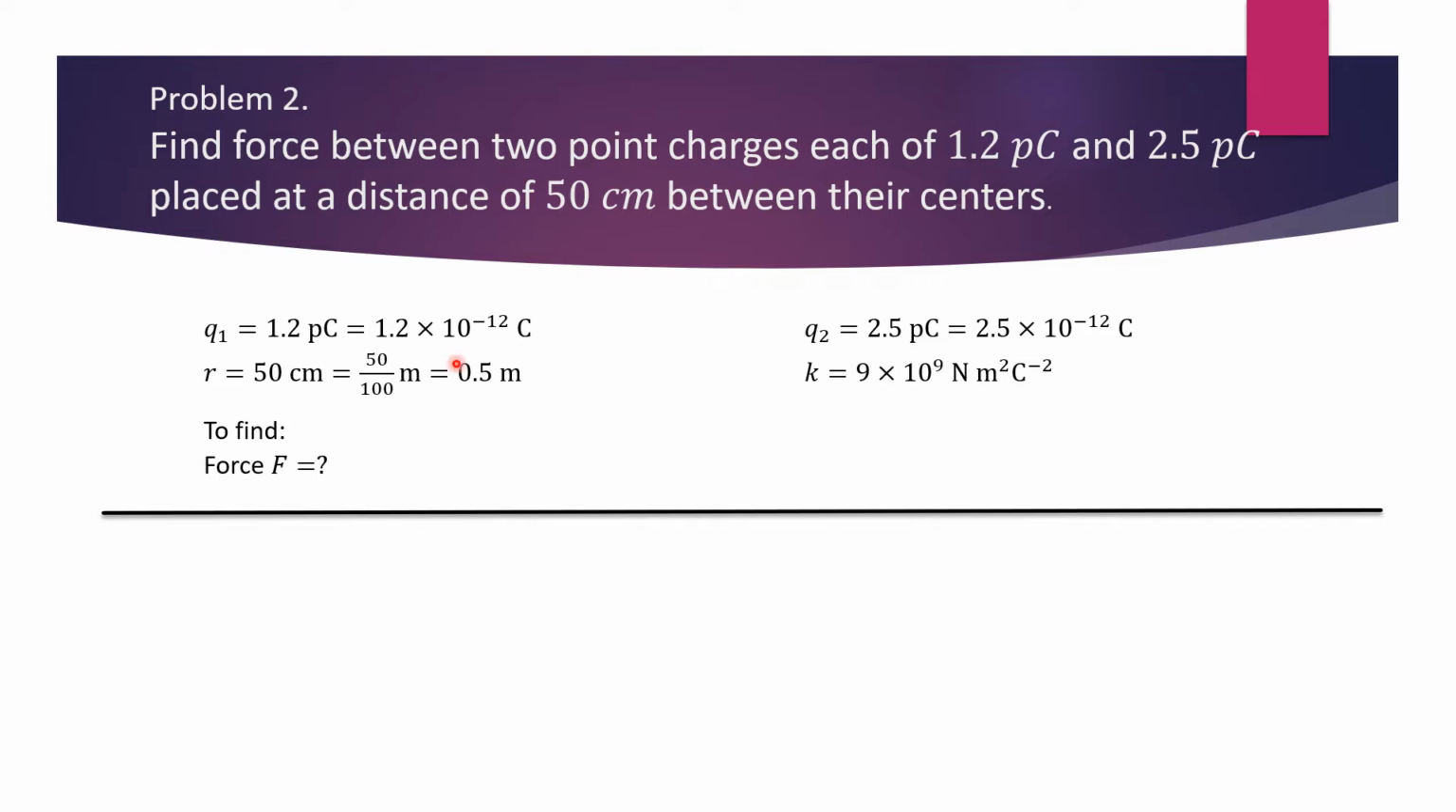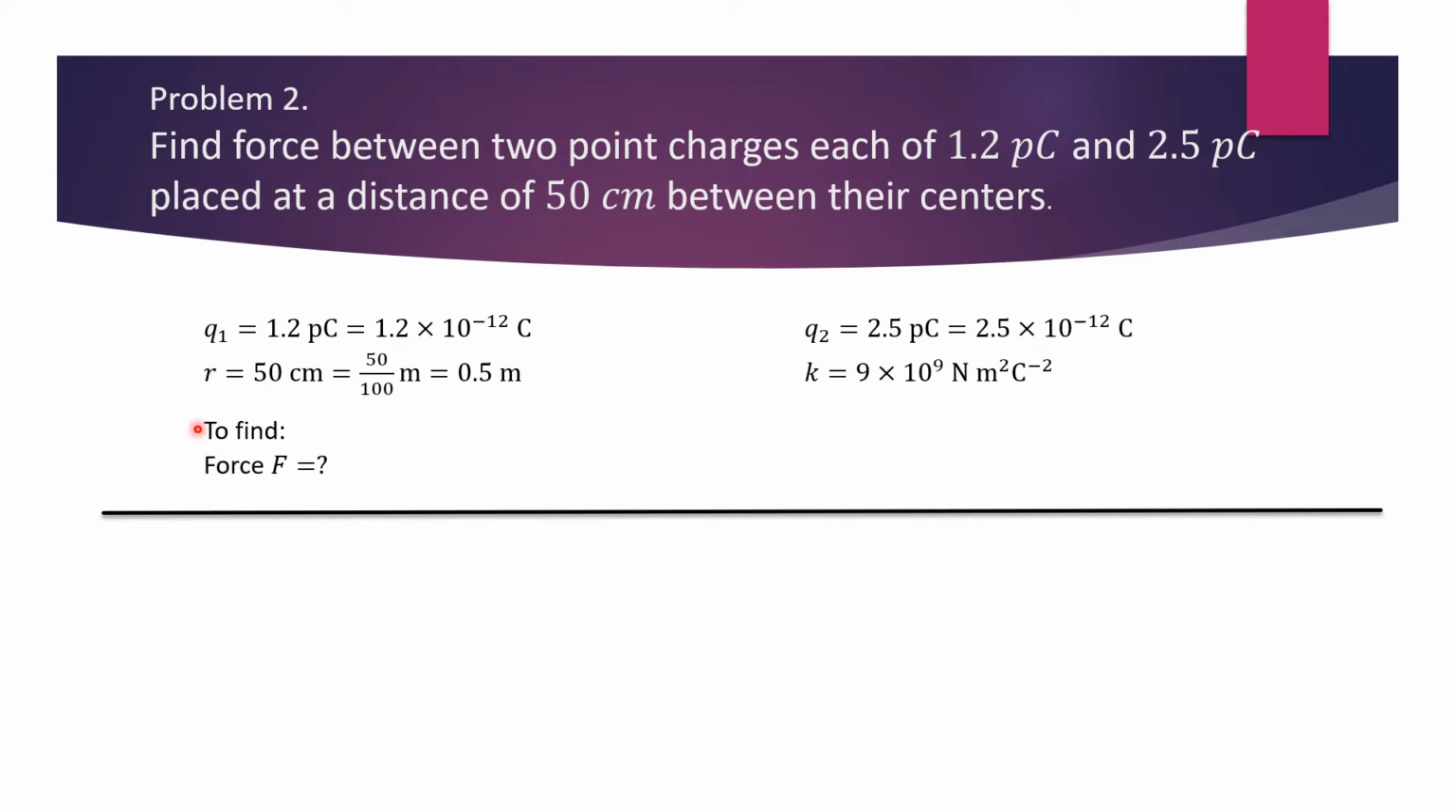The given data is Q1 is equal to 1.2 picocoulombs, which is equal to 1.2 into 10 power minus 12 coulombs. Q2 is 2.5 picocoulombs. Converting it into coulombs is 2.5 into 10 power minus 12 coulombs.